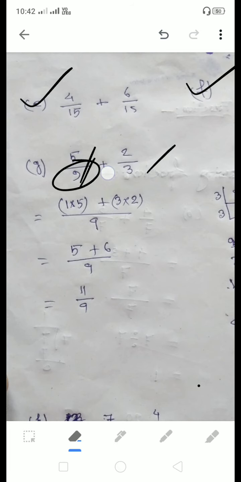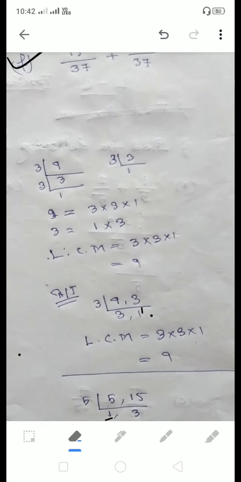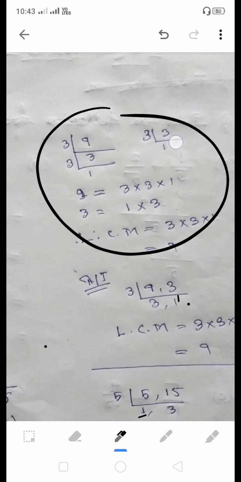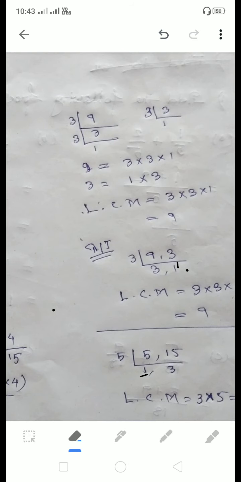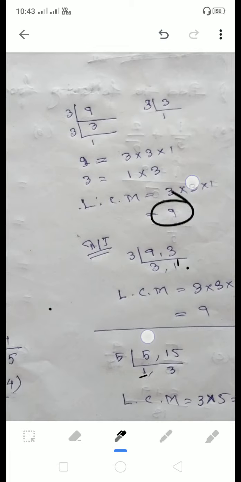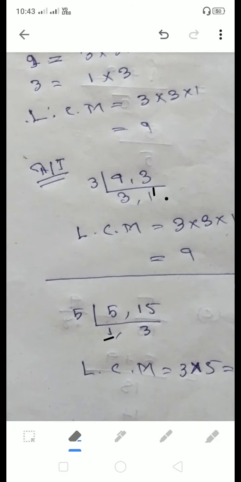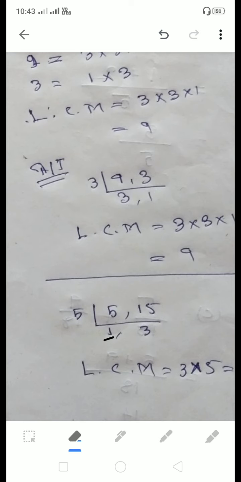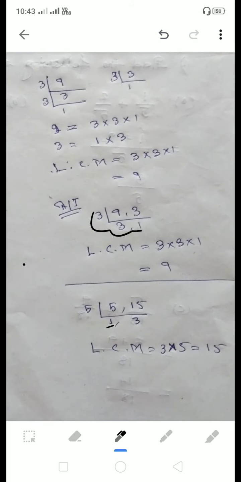How to find the LCM, you already learned in the previous lesson. So here we have done the LCM, and your LCM is 9. There is also an alternative way to find it. Suppose here 9 is your denominator and 3 is also a denominator. You divide like this: how many times is 3 in 9? 3 times. And how many times is 3 in 3? 1 time. So this is written. The LCM will be the product of this and this and this: 3 times 3 is 9, and 9 times 1 is 9, so this is your LCM.